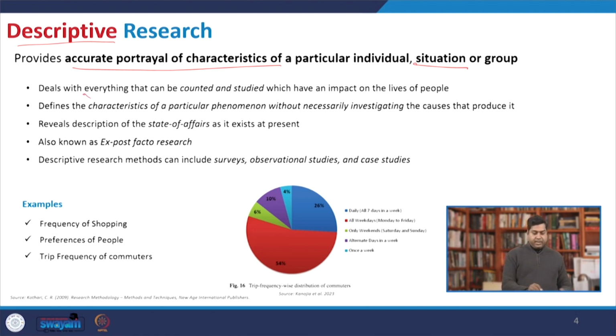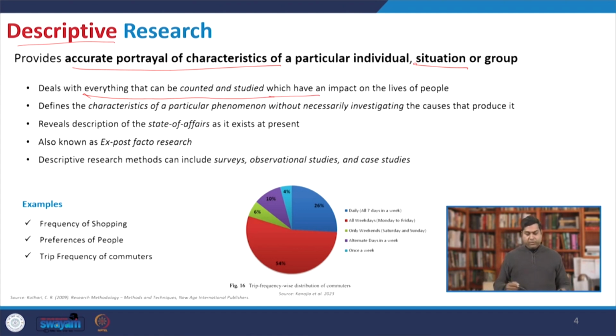It mainly deals with everything that can be counted and studied which has an impact on our day to day life. I am giving an example from the planning side: for a particular region we are interested in knowing the age distribution. Among the total population, what percentage is child population, what percentage is adult population, and also elderly. In this case we go for this kind of descriptive research, and we just count the numbers and then represent them in percentages.